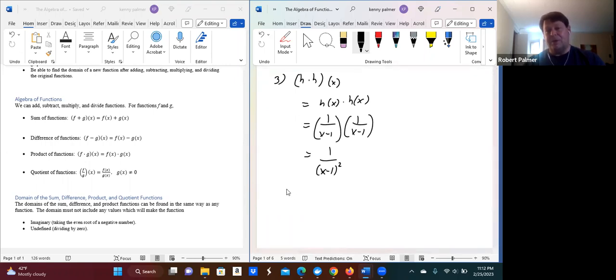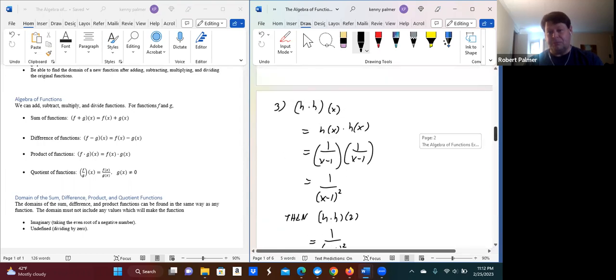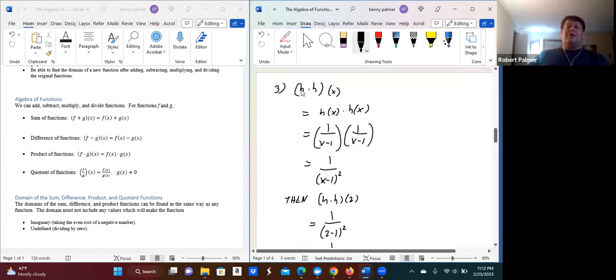Okay, so let's do an example. I'll say, let's do h times h of 2. So that means I'll have my function plug in 2 for x. So 1 over 2 minus 1 squared. And of course, that's just going to be 1 over 1 squared, which is 1 over 1, which of course is just 1. Okay, so once again, by creating this algebra of functions, by multiplying my functions together, I get a new function with new properties. If I plug in a value, this is its value.